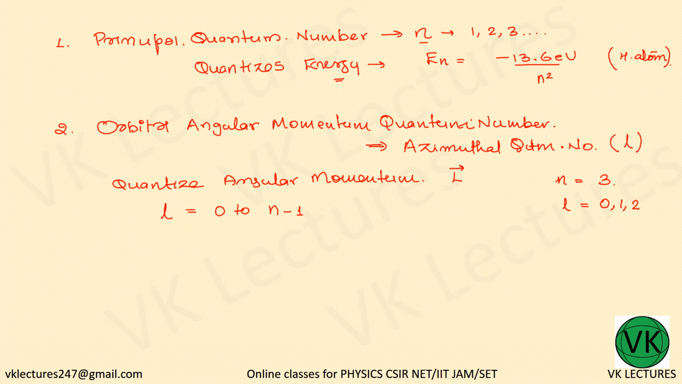Now corresponding to n equal to 3, there are different states for L. So this is 0, 1, 2, and corresponding to that we say that it is S state, P state, D state, etc. If n is equal to 6, you have L equal to 0, 1, 2, 3, 4 and 5, and similarly the corresponding states are S, P, D, F, G, H, again I, etc.